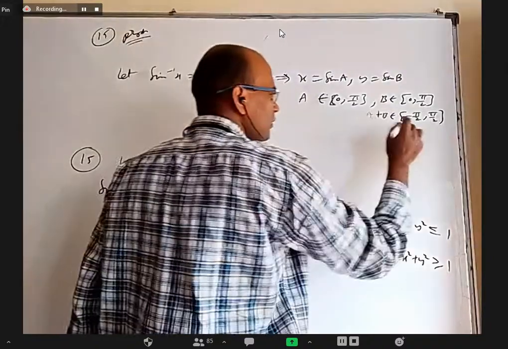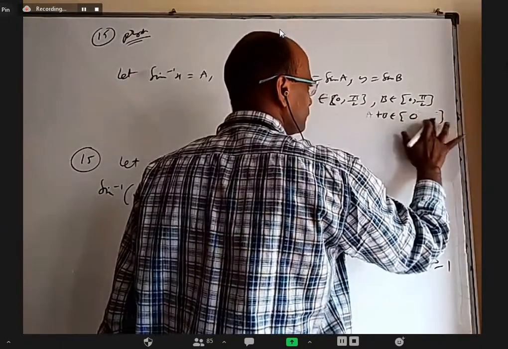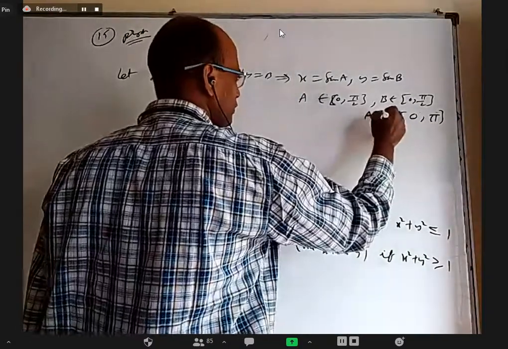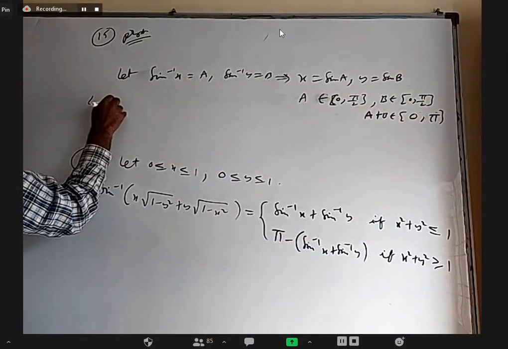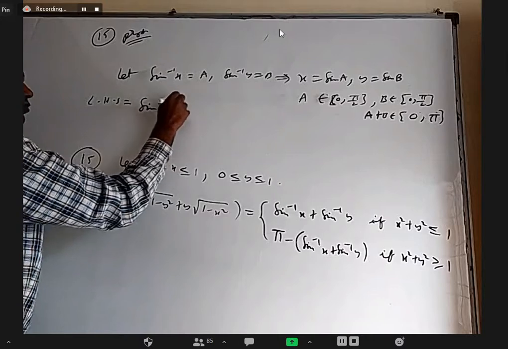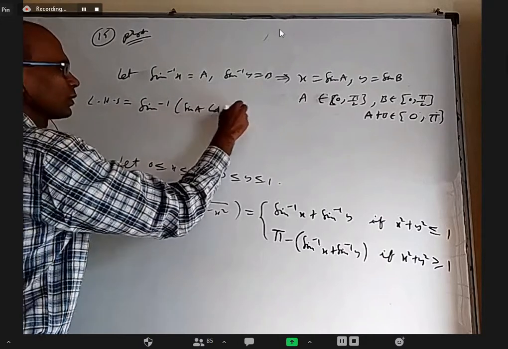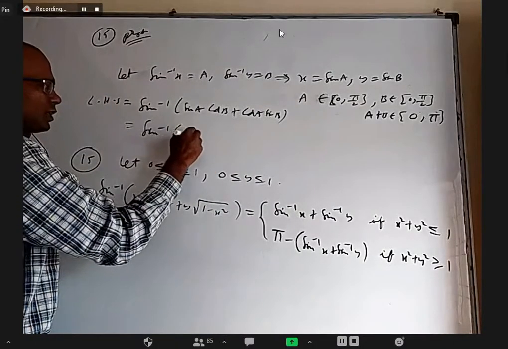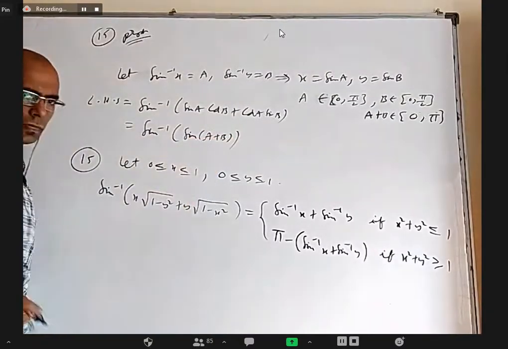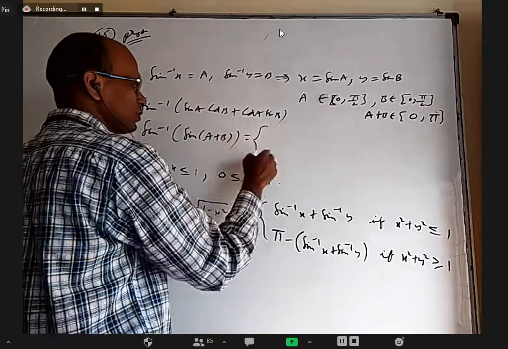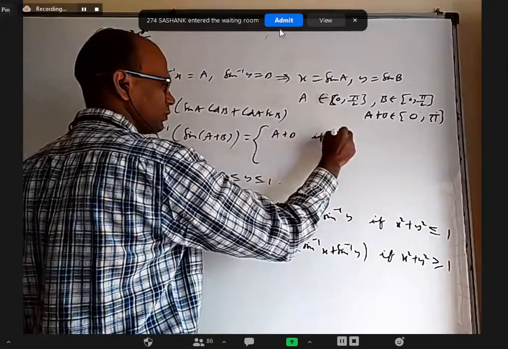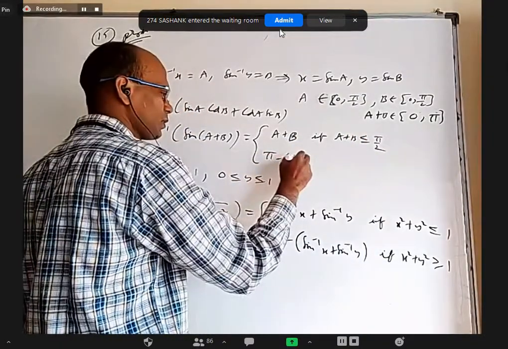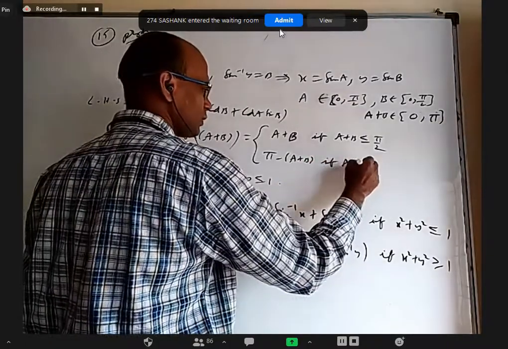So here a plus b will be between 0 to pi, which is not the principal values. 0 to pi by 2 will have one formula, and pi by 2 to pi another formula. So coming to LHS of this, it will be sine inverse of sine a cos b plus cos a sine b, which is sine inverse sine of a plus b. Here we'll have two cases: a plus b if a plus b is less than or equal to pi by 2, and pi minus (a plus b) if a plus b is greater than or equal to pi by 2.